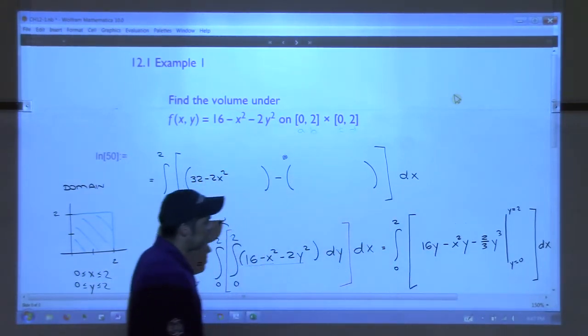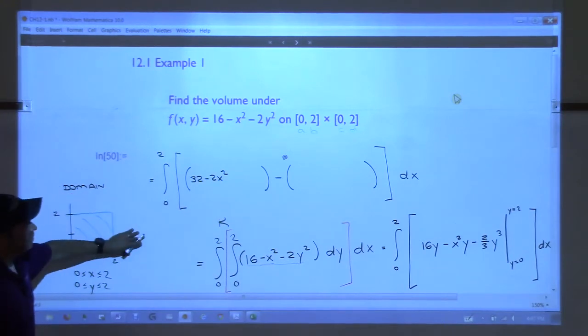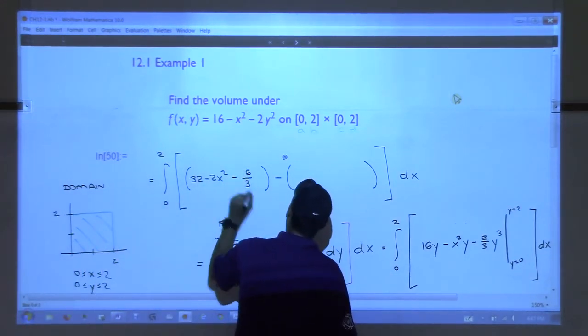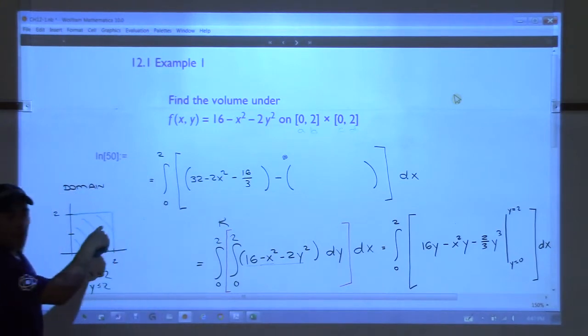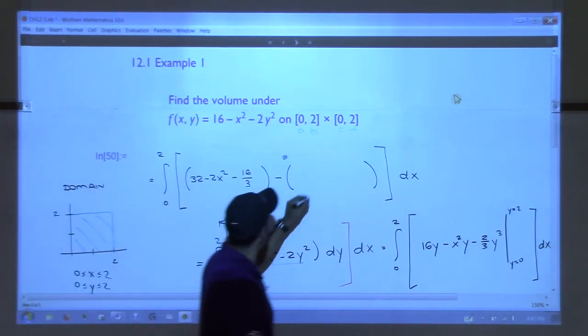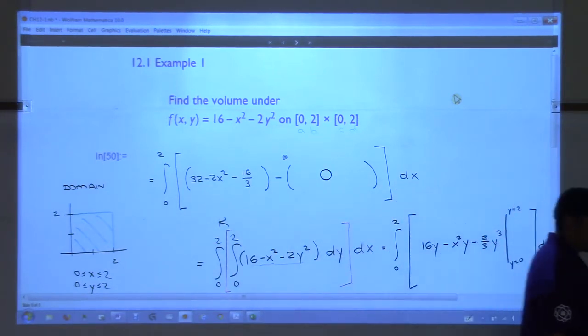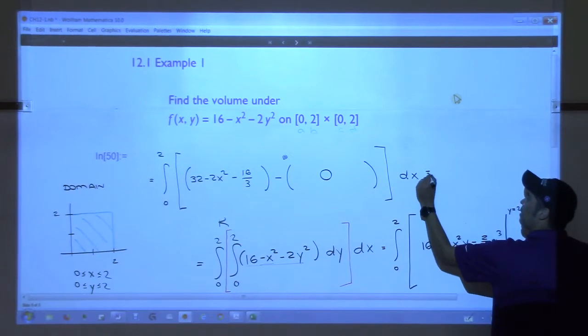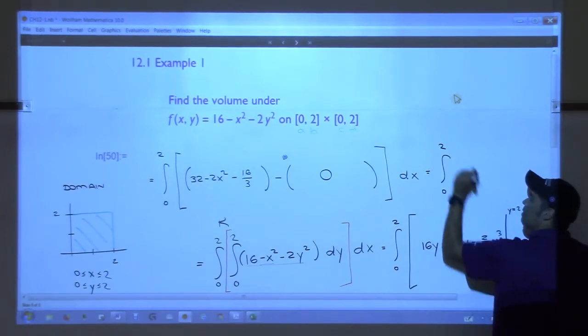And then what's our last term? That's going to end up being 16/3. Minus 16/3? Yes. Okay. And then we plug 0 in for y. And that's actually pretty pleasant, isn't it? Yeah, because that's just 0. All right. So maybe I don't need all that room. Okay, integral 0 to 2.